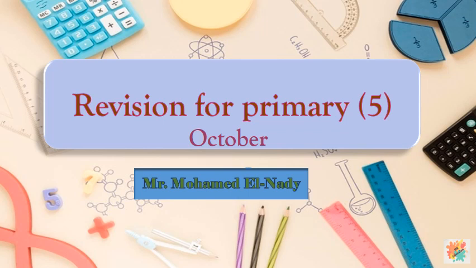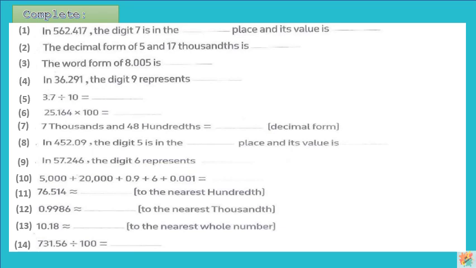Today inshallah we'll start to make a revision on October curriculum. نبدأ نعمل revision على الحاجة المطلوبة منا في الإكزام on October month. We'll start with the first question, complete. In question number 1, in this number, the digit 7 is in which place? This 7 يا مستر after decimal point, so it's in thousandth place. Thousand. هو حد يكتب thousand بس لازم نزود عليها th, so it will be thousandth place.